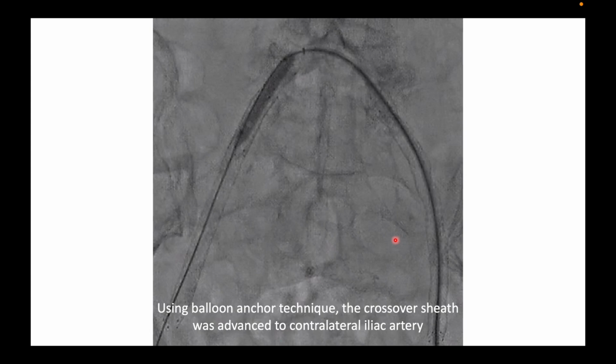So you can even use balloon anchoring technique if the crossover is difficult. Over here, like a guide liner, you've taken an 035 wire which is across, that's the destination sheath here, and you inflate the balloon, you anchor the whole system, and then you can advance your sheath over it.